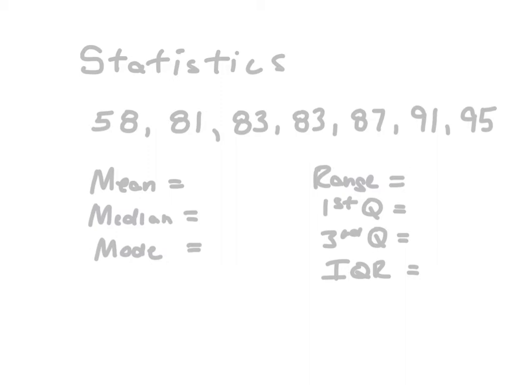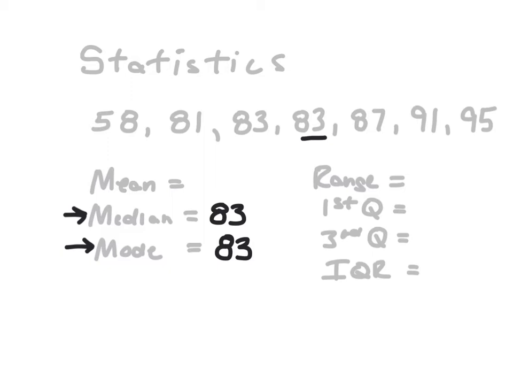If we're calculating the median, the median is the middle number, and in this case, since there are 7 numbers, the median would be 83. The mode is the one that occurs most often. There could be several modes, or there may not be any. In this case, there is one mode, and the mode is also 83 because there are 2 of those.